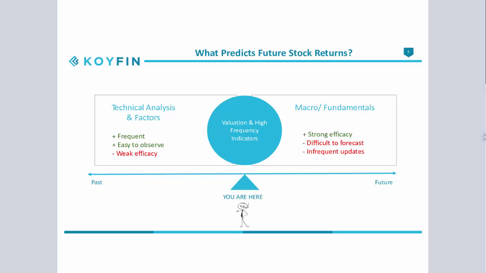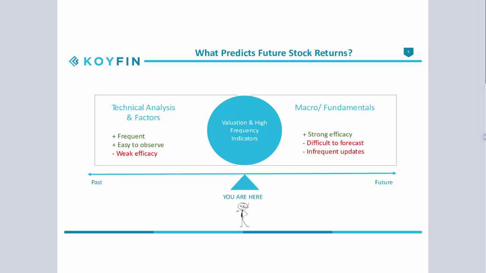Fundamentals are much more effective at predicting future stock returns. So if you think about that picture where you are here, you're that person smoking the cigar. Future stock returns are impacted by future fundamentals, and I'll show you some examples of that. Very strong efficacy. So stock prices typically follow fundamentals.